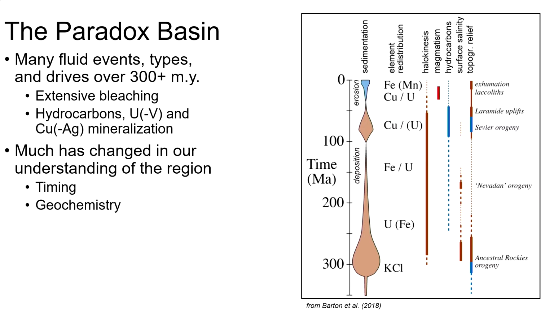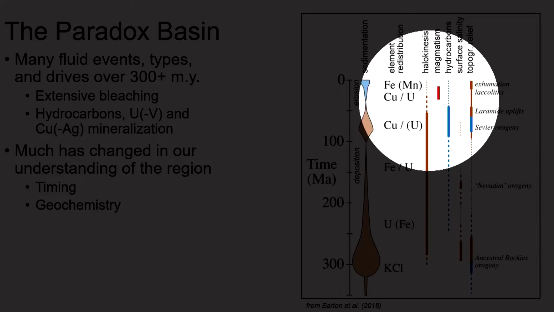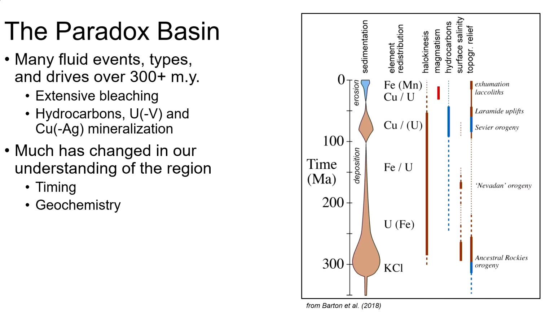On top of that, there are also a lot of different fluid movement events throughout the basin, which can result in some pretty interesting elemental redistributions, as shown here in the middle, and result in accumulations of things like uranium and copper, which end up being the focus of this talk today. In addition, there are a lot of other fluids, things like hydrocarbons and basinal fluids, that have resulted in all sorts of alteration, such as bleaching, and again, ore deposition.